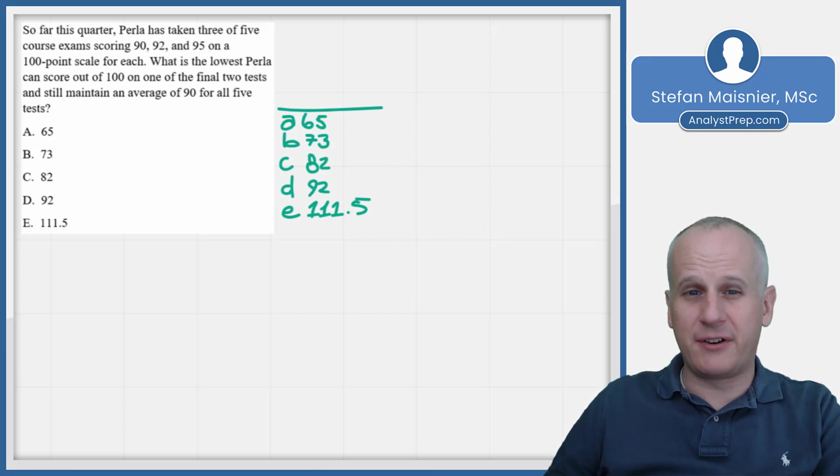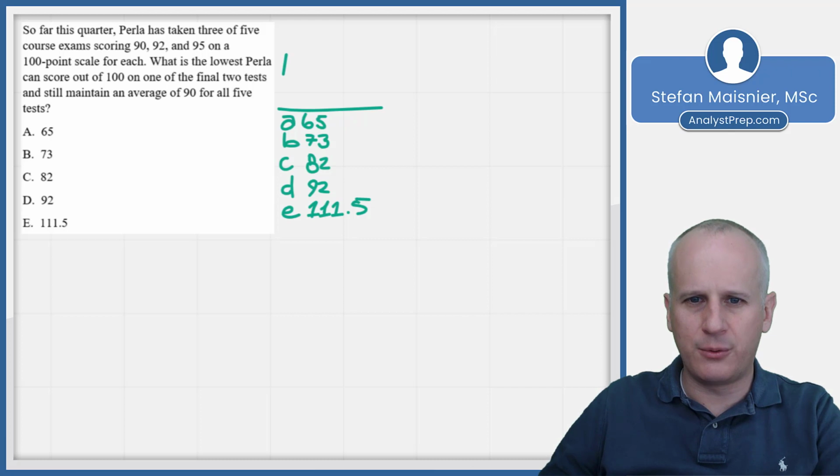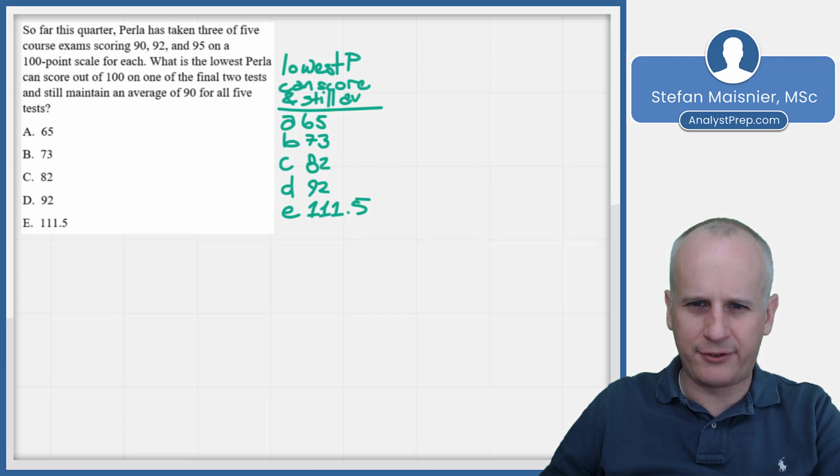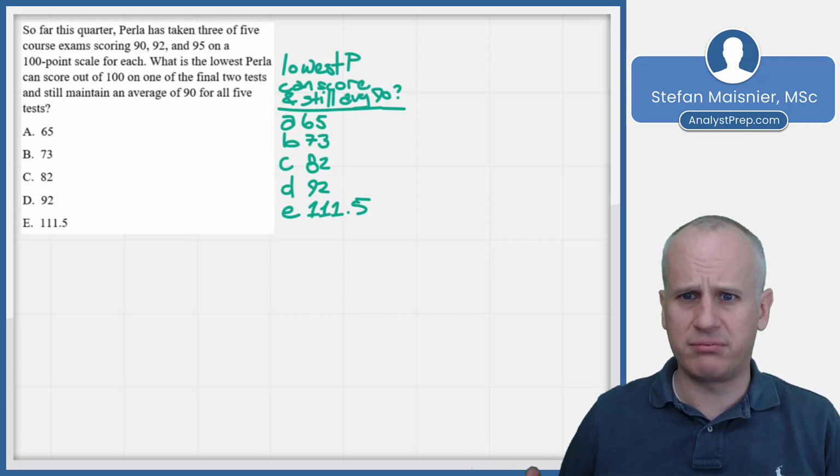And we'll skip to the end, figure out what we're being asked for. And we're being asked, what is the lowest Perla can score out of 100 on one of the final two tests and still maintain an average of 90 for all 5 tests? So we're going to write a little shorthand. Lowest P can score and still average 90.